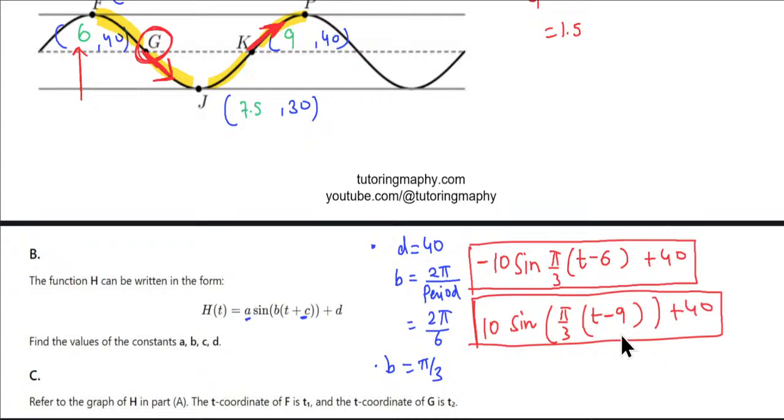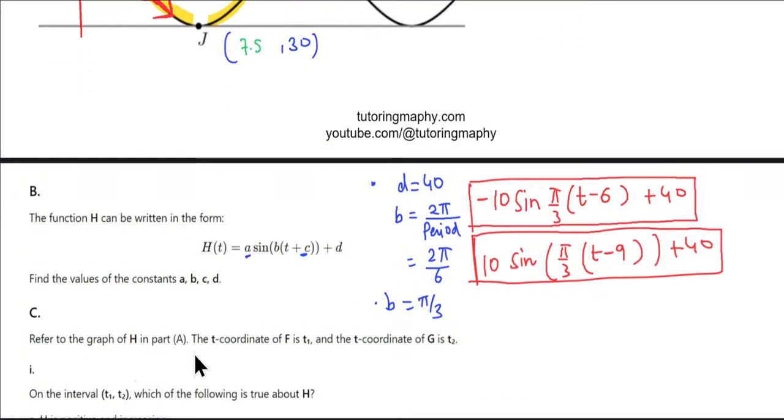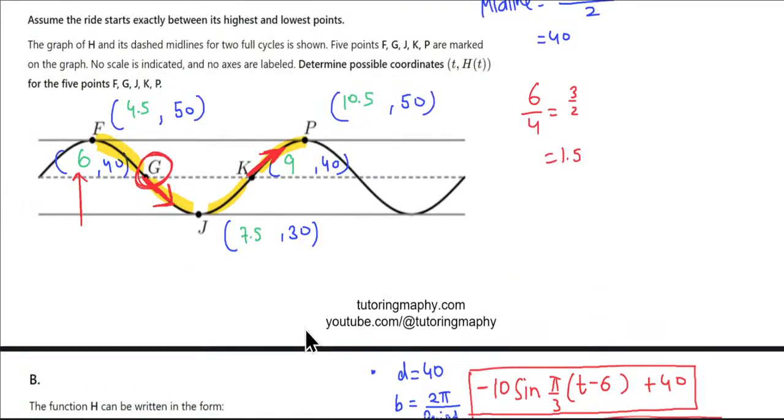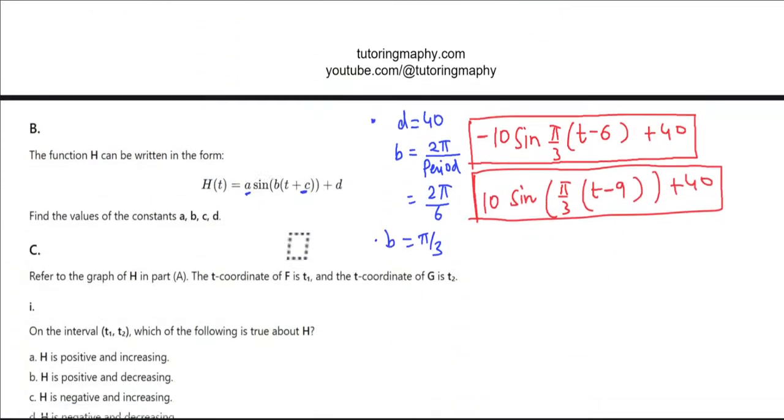So these are the respective values of A, B, C, and D. Okay, refer to the graph in H of T, the T coordinate of F and the T coordinate of G. So they're talking about F and G, right? Let me clear this. Okay, you know what, I'm just going to clear everything at this point. All right, now our focus is on F and G. This is T1 and T2.